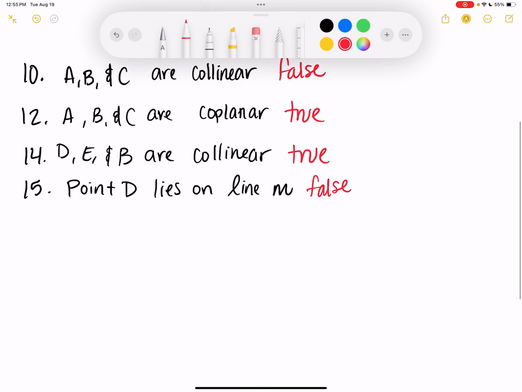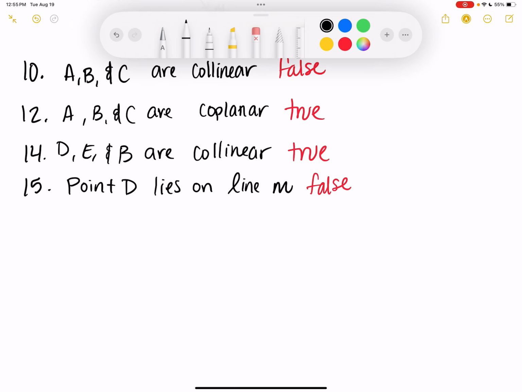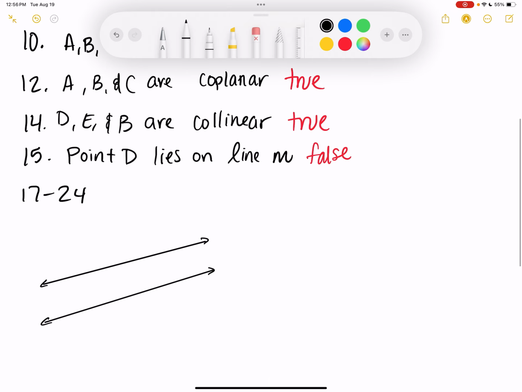All right, the next chunk of problems have another picture that go with them. So this is for 17 through 24. It's kind of like total chaos. We have two lines that go like this that appear to be parallel, but they don't specify. We have two lines going like this. And then two lines that are more or less going up and down.